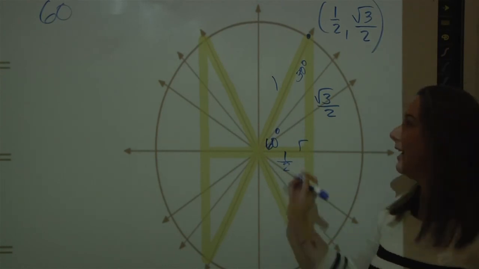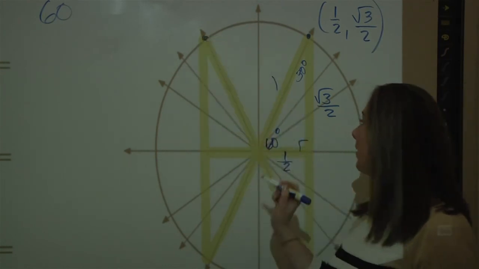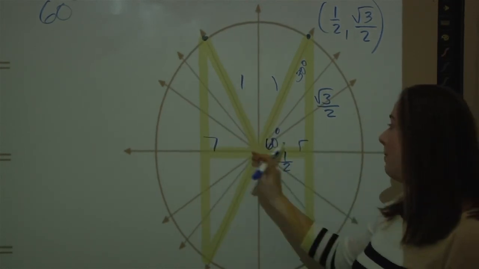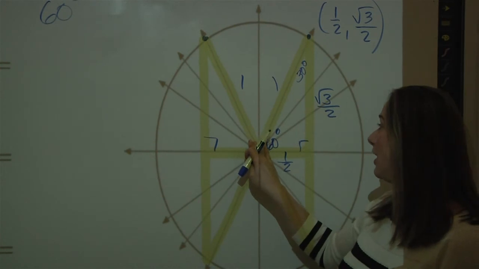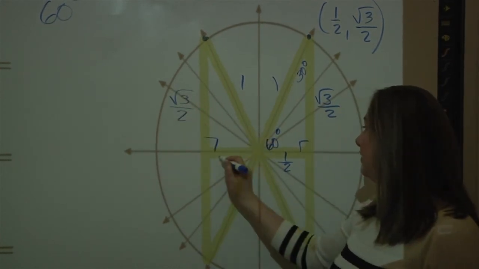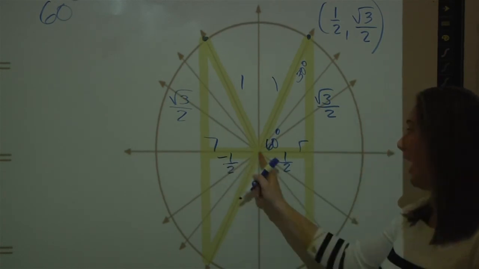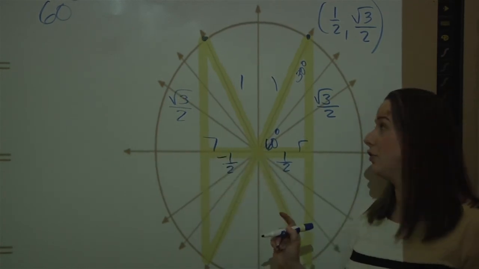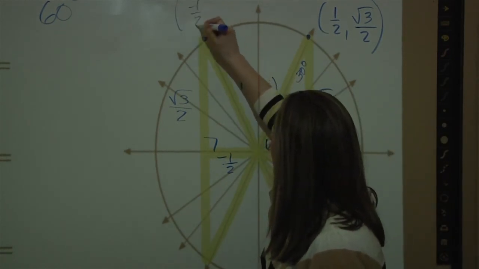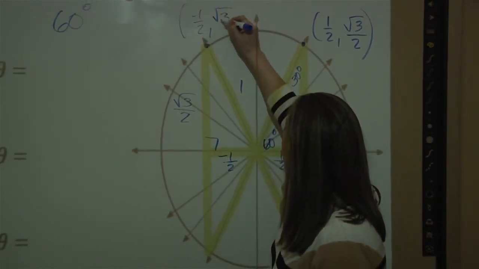Let's keep going. This coordinate, again, my radius is 1 across from the 90-degree angle. I'm going to think about this as my 60-degree angle. Across from that is radical 3 over 2. And this is going to be negative 1/2 if I'm going over in the negative direction. So this ordered pair is going to be negative 1/2, comma, radical 3 over 2.